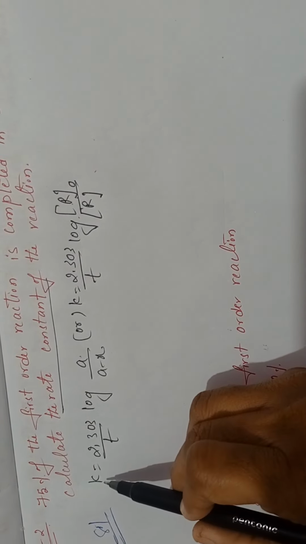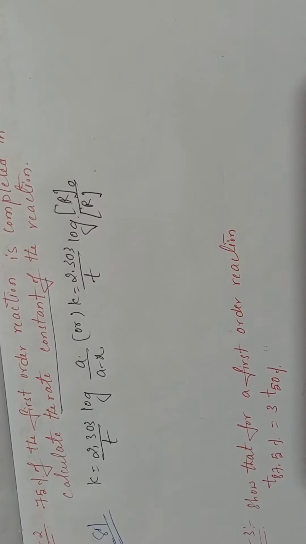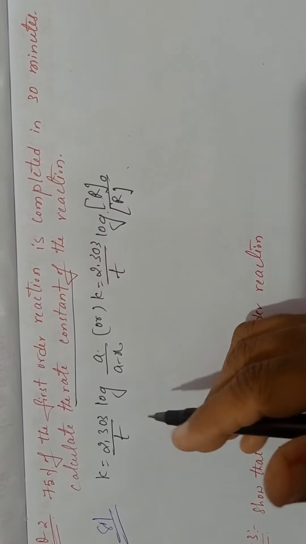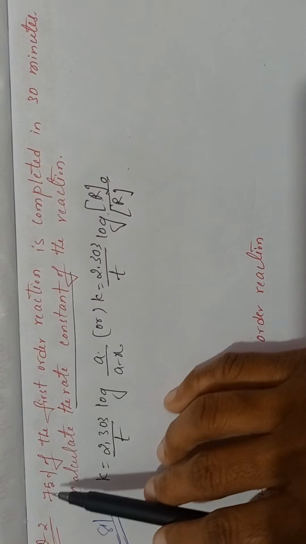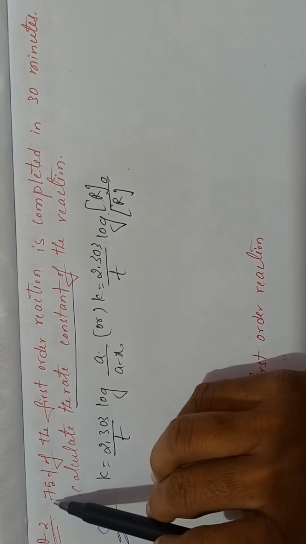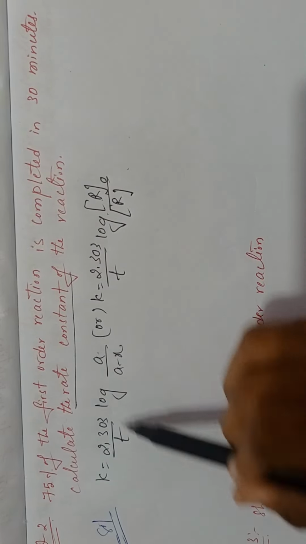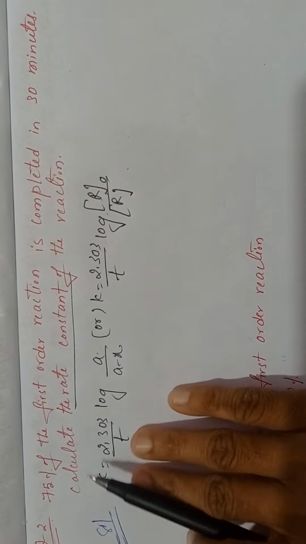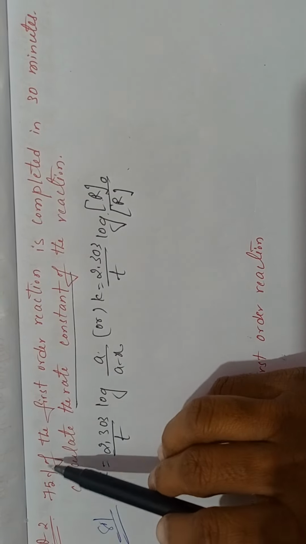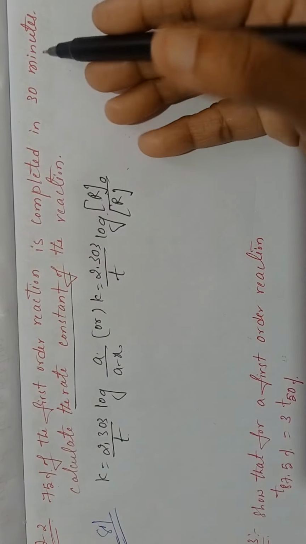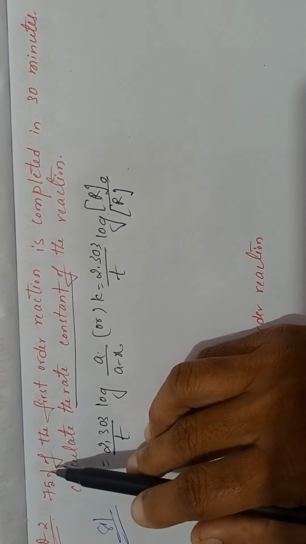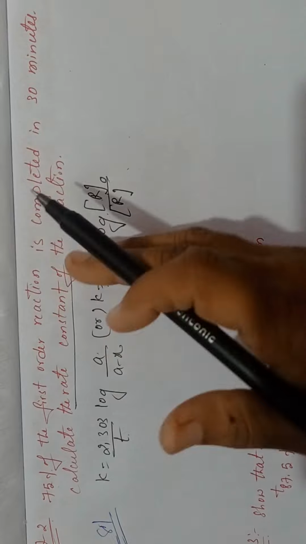Rate constant is nothing but the K value. We have to find the rate constant value, students. Now see, students, we know that this is a first order reaction, correct? So we use the first order rate constant equation. Next, 75% of the first order reaction is completed in 30 minutes. That means the time value of 30 minutes is given, and 75% of the reaction is completed, students.